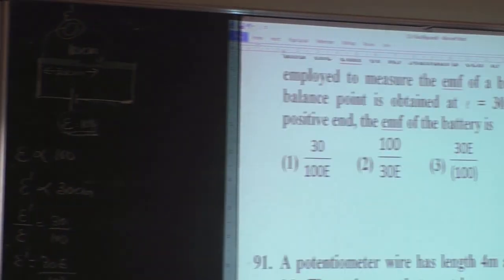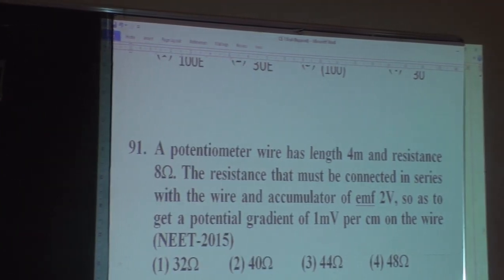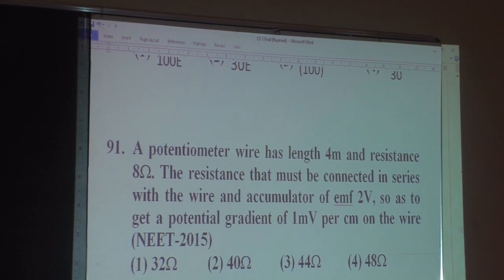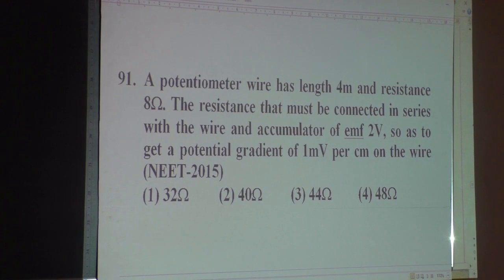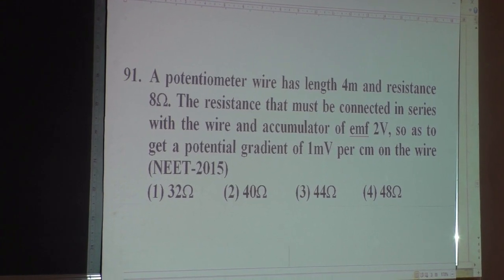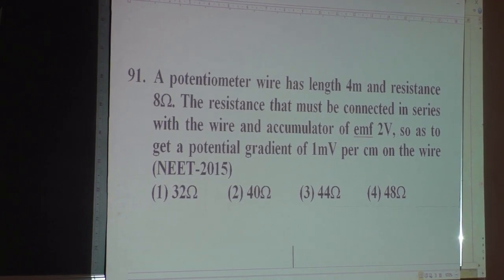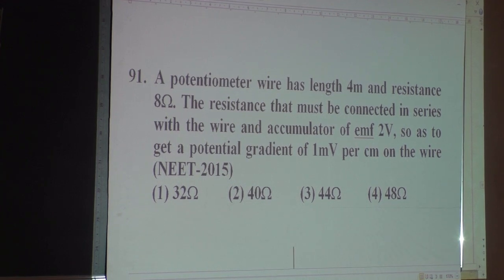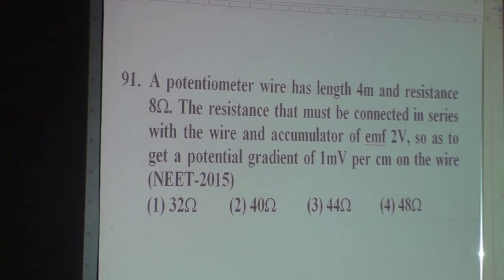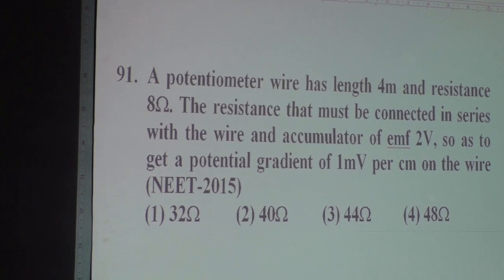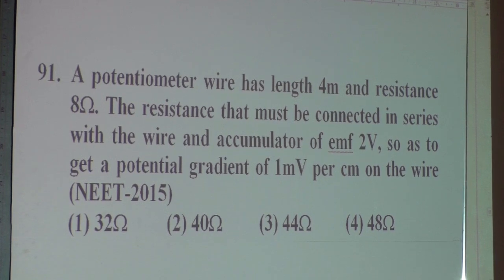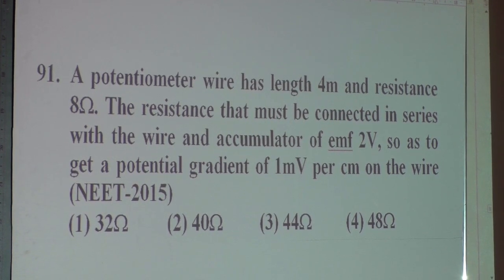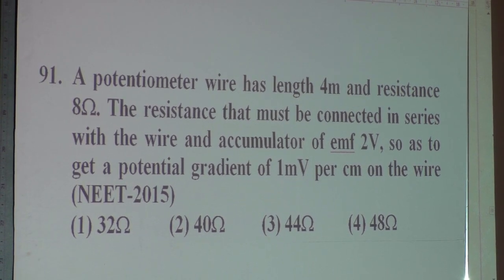Right, we will move on to the next one. A potentiometer wire has a length of 4 meter and resistance 8 ohm. The resistance that must be connected in series with the wire and an accumulator of EMF 2 volt, accumulator means battery, so as to get a potential gradient of 1 millivolt per centimeter on the wire is... See, this is one sample I have given which was asked in NEET 2015. We will do that now. You will get the confidence that such questions will be asked in the exam and I can do it.